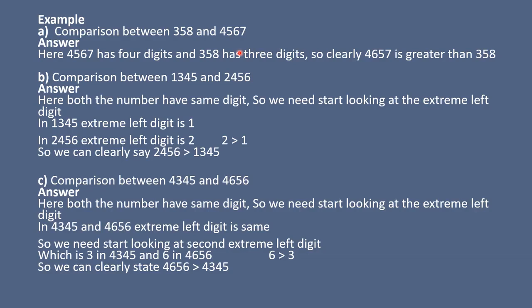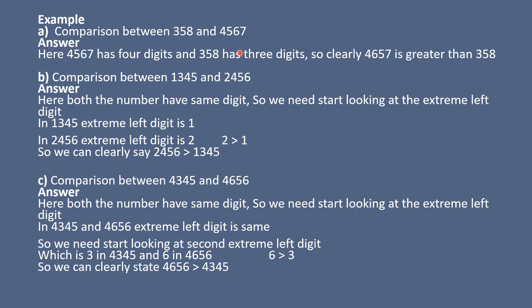Our third example is a comparison between 4345 and 4656. Here both the numbers have the same number of digits, so we need to start looking at the extreme left digit. In 4345 and 4656, the extreme left digit is also the same. So now we need to look at the second digit from the left, which is 3 in 4345 and 6 in 4656. 6 is greater than 3. So we can say that 4656 is greater than 4345.